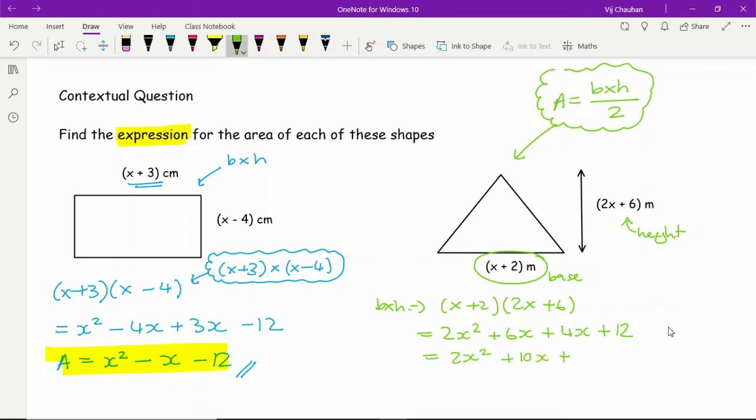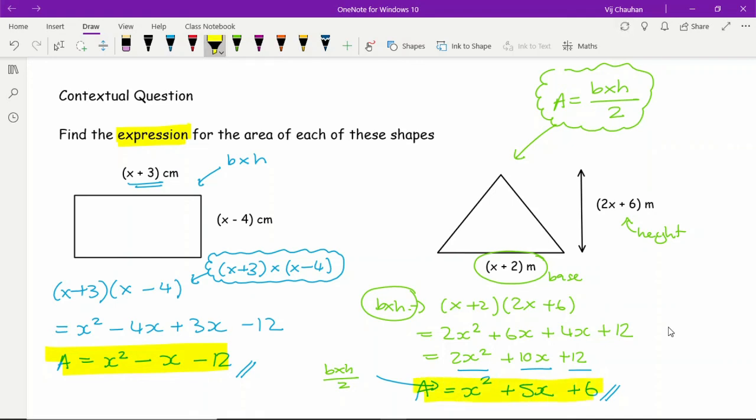10x plus 12. Now we've not finished the question here because all I've done is the base times height. What I now need to do is do the base times the height divided by 2. So in other words, I need to halve everything that is in that above line. So if I change colour, what I'm now going to do is halve everything that I see in this line. So I'm going to end up with 2x squared divided by 2 is just x squared, 10x divided by 2 is 5x, and 12 divided by 2 is 6. So the area of that triangle as an expression is x squared plus 5x plus 6.